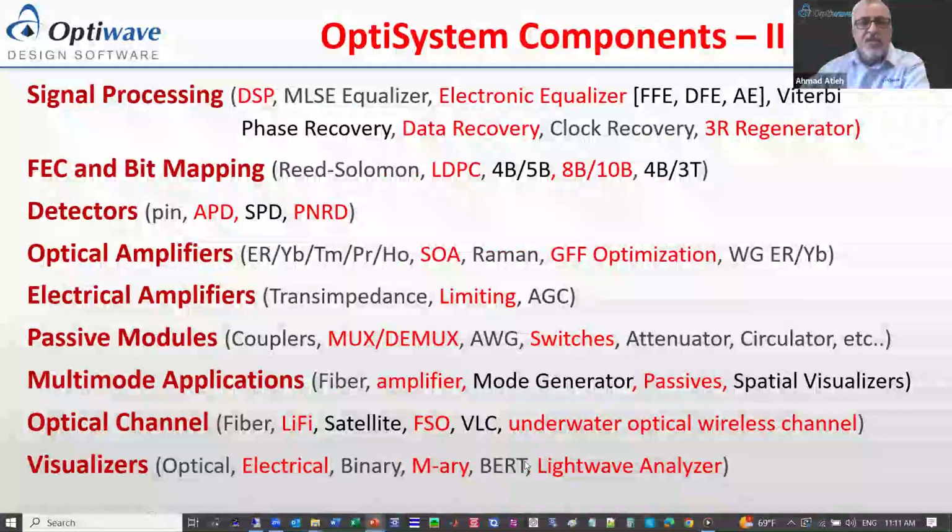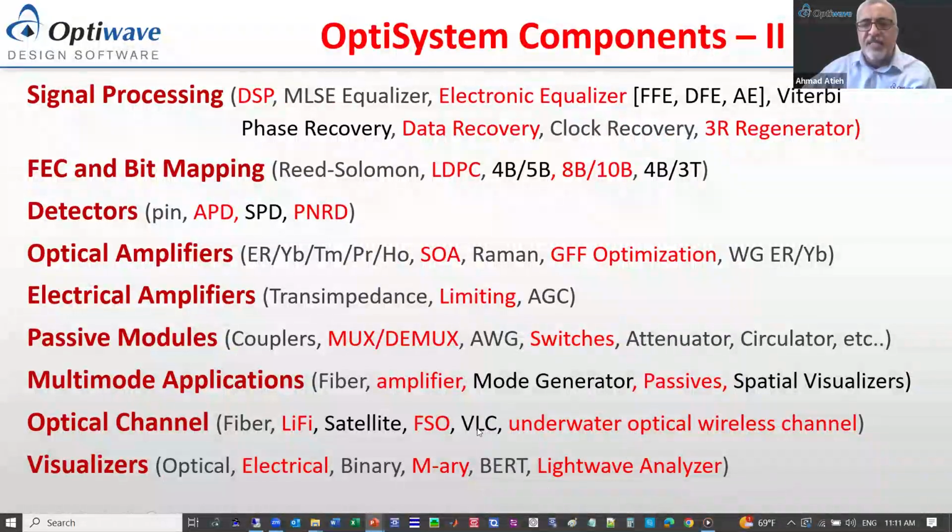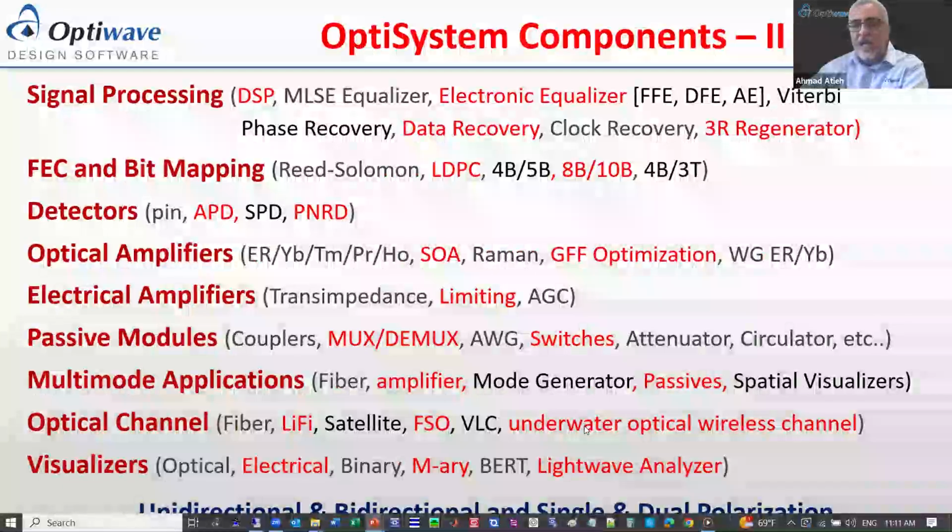Visualizers, as I mentioned, we can cover all the fields: optical, electrical, binary, memory. There are test equipments like BERT and a lightwave analyzer. And most of the components can be either unidirectional or bidirectional in the signal, so you can do transmission in both directions.